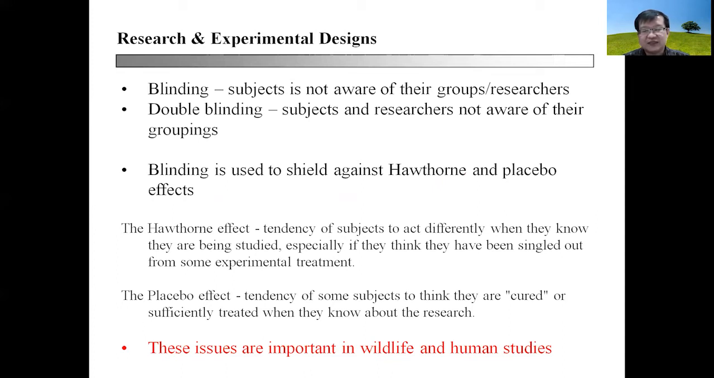Because being human, sometimes you may overcare or overemphasize certain treatment groups, thereby subjecting certain treatment groups to unfair treatment, thereby skewing the results. Blinding is important because it is used to shield against Hawthorne and placebo effects. The Hawthorne effect is actually a situation whereby subjects tend to act differently when they know they are being studied.